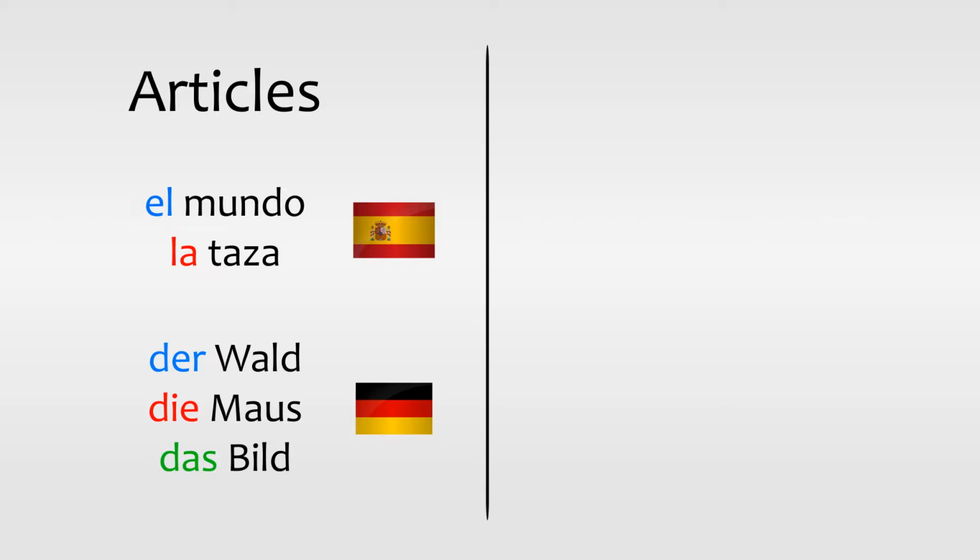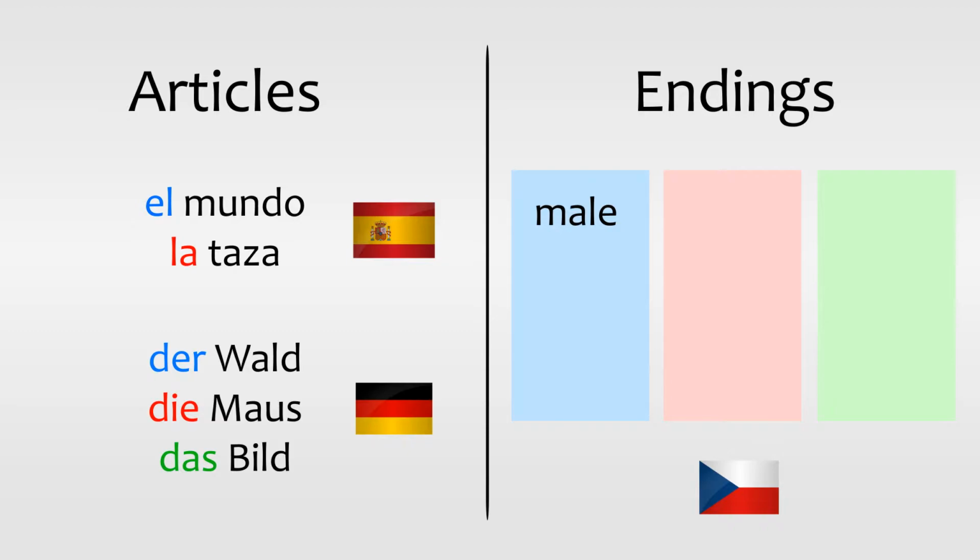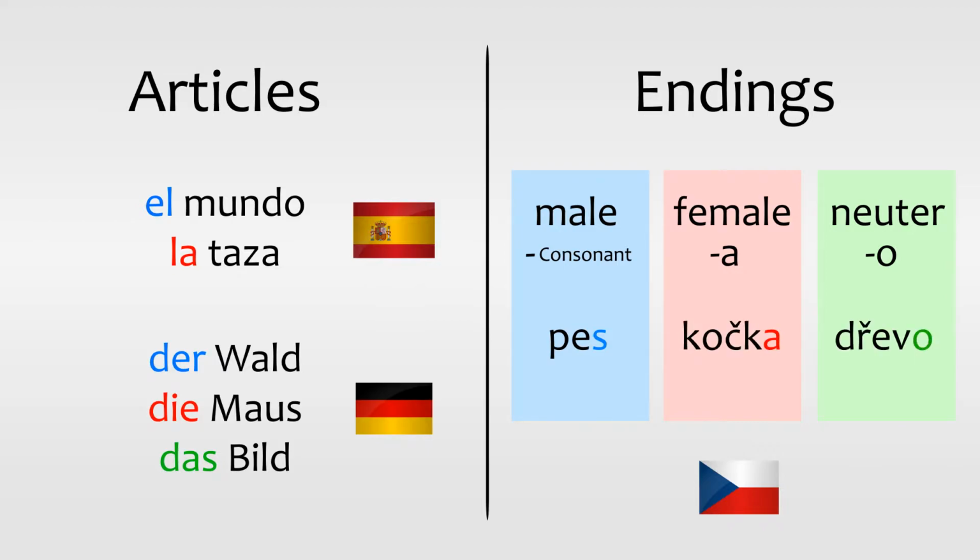On the other hand, gender can be expressed through endings, like in most Slavic languages. Male nouns in Czech mostly end in consonants, female nouns in a and neuter ones in o most of the time. Compare pes, kočka and drzewo.